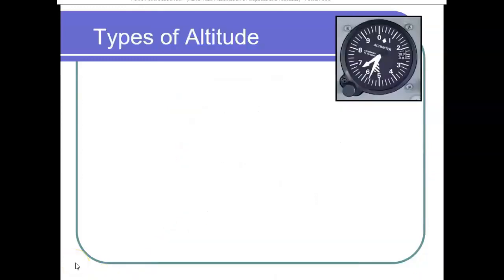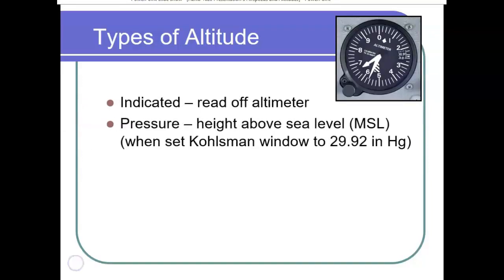So let's review the different types of altitude. The first one we discussed was indicated altitude, and that's just the altitude that's read off the altimeter when the altimeter is set to the local altimeter setting. The next one was pressure altitude. Remember, pressure altitude is the height above mean sea level when the altimeter is set to the standard pressure at sea level of 29.92 inches of mercury.